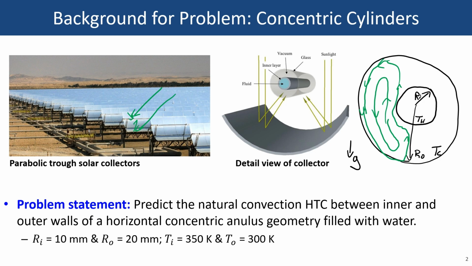And just to make this problem a little different and interesting, let's imagine that annulus gap is filled with water. So our situation is we've got a 10 millimeter radius inner tube, a 20 millimeter radius outer tube, and the inner tube at 350 Kelvin, and the outer tube at 300 Kelvin. So we'll start by sketching this out.